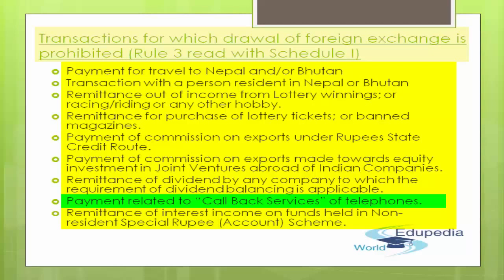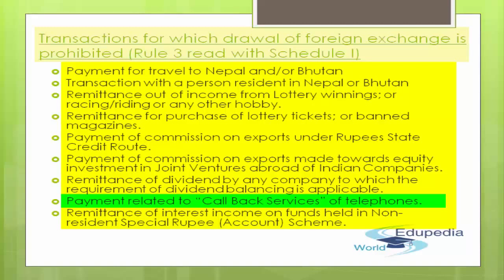Sir, I am liable to pay them $4, so can I have those $4? Or if I'm liable to pay them $4,000, or let's say $40,000, can I have that drawal of foreign exchange? No, absolutely not. Why? Because it has been clearly mentioned that it is under the prohibited list. You can pay them in Indian rupees, but not in foreign exchange. So payment related to callback services on telephones is prohibited.